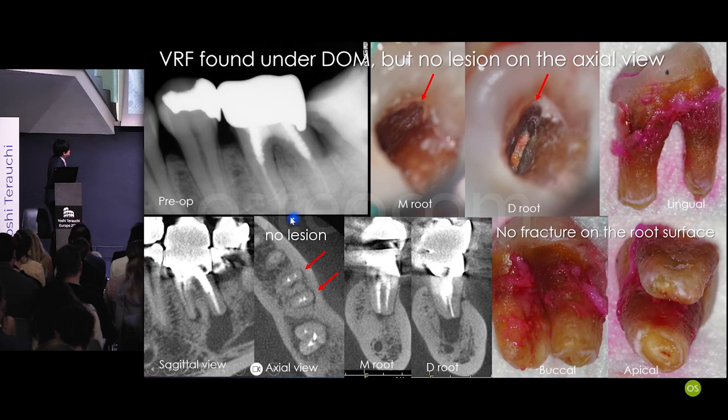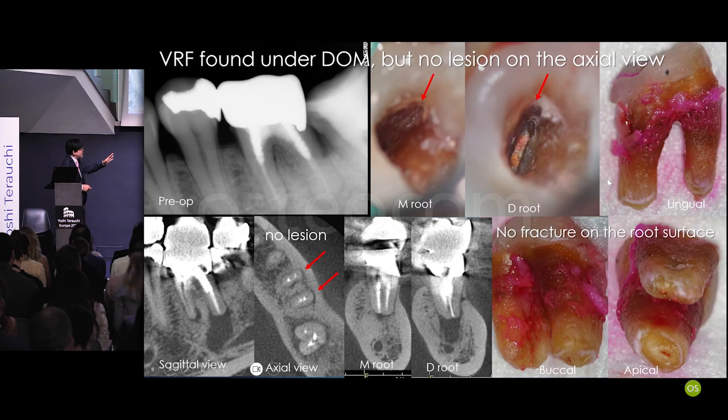In this case, look, I found the vertical root fracture, I found the crack in the medial root and the distal root. However, I didn't see any lateral lesion associated with the root, but I do see apical radiolucency on the sagittal view, a big lesion. But I didn't see any lateral lesion associated with the medial root and the distal root. But I extracted the tooth because I saw the cracks in the medial root and the distal root.